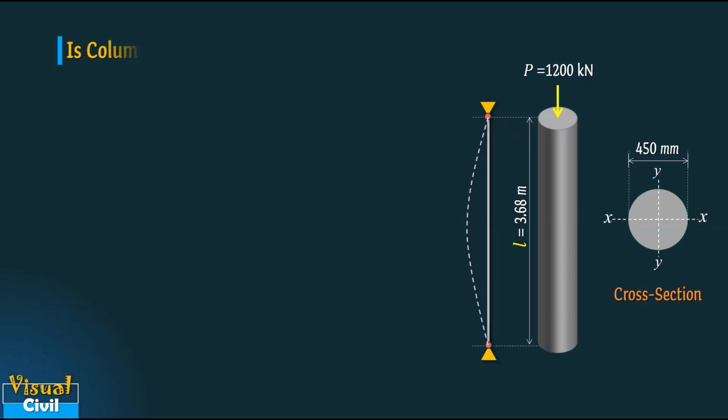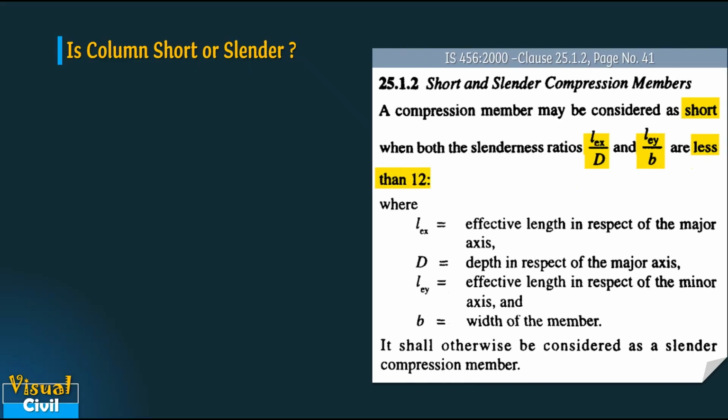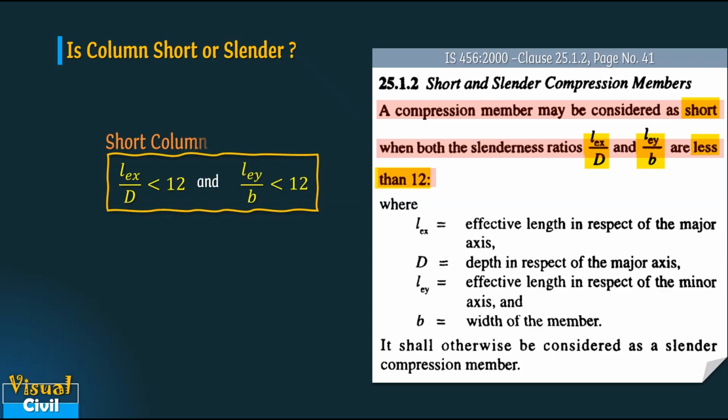Let us begin by checking whether the given column is a short column or a slender column. According to clause 25.1.2 of IS 456-2000, a column may be considered short when both slenderness ratios LEX by D and LEY by B are less than 12. Here, LEX is the effective length with respect to the major axis and LEY is the effective length with respect to the minor axis. The capital D represents depth of column in respect of major axis, while small b represents the width of column.